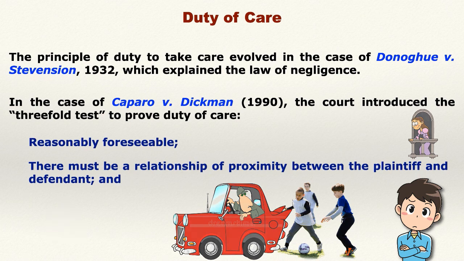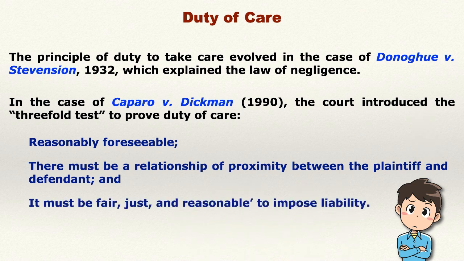The last one is it must be fair, just or reasonable to impose liability. So whatever liability is imposed upon the defendant has to be fair, just and reasonable. It's not like, if this is something like unliquidated damages, as we have studied in our previous classes, that you can demand any amount. Whatever damages, the compensation, you will be demanding has to be fair, just and reasonable. So these three principles are there to decide. Okay.